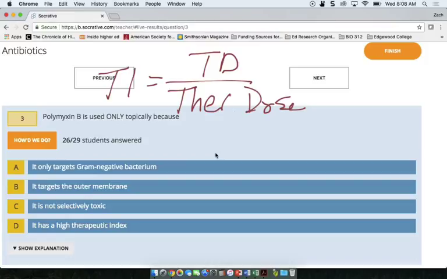There are other factors that can contribute to that, such as whether the individual is immunocompromised. So in this case, polymyxin is only used topically. It doesn't have to do with the fact that it targets the outer membrane or that it's gram-negative per se. It doesn't have to do with it having a high therapeutic index. That'd actually be really, really good. It's actually that polymyxin B has a pretty low toxic dose. We can't handle it internally. It actually makes us sick. I'm pretty sure that might be why if you look at a tube of Neosporin or triple antibiotic ointment, it says, if ingested, call a doctor right away.